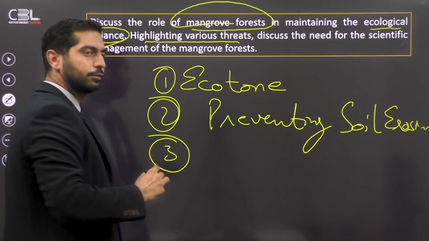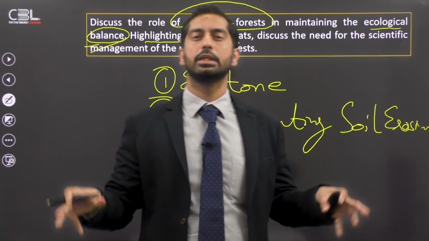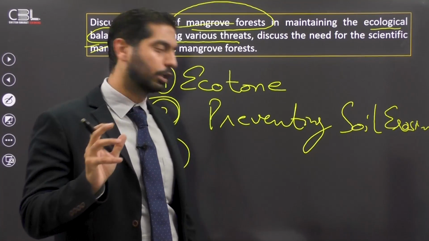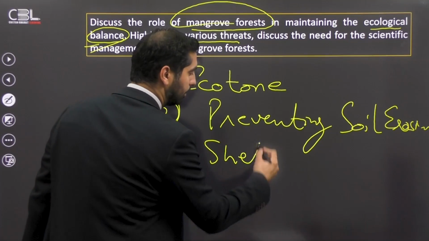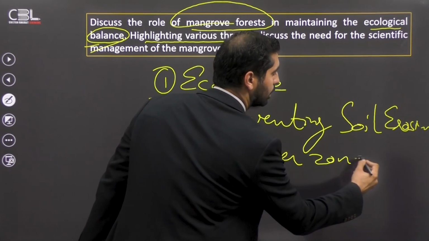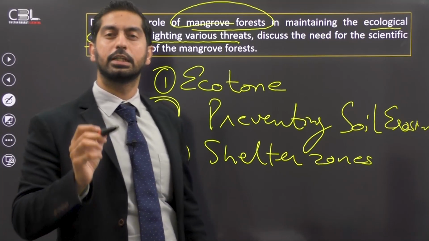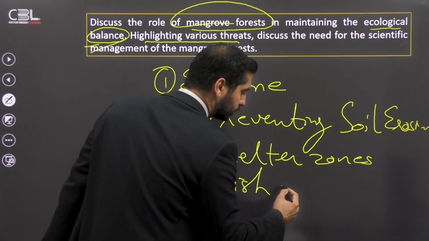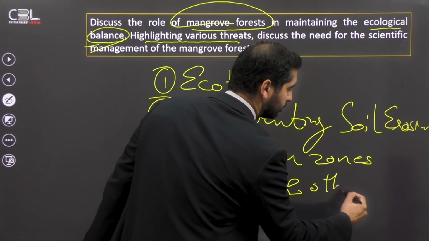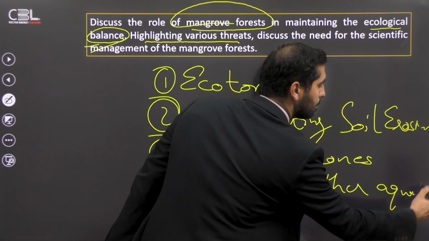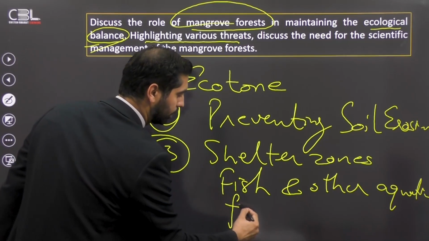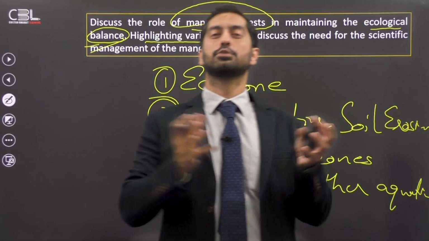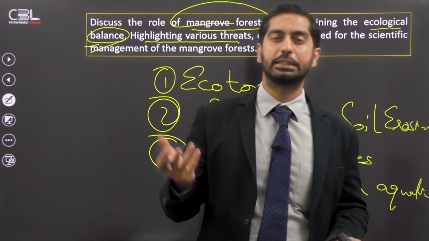Then because of the dense nature of trees in the mangrove forests, they provide shelter zones for flora and fauna. They provide safe nesting sites for a numerous variety of fish and other aquatic fauna. Then there are also the Sundarbans, one of the largest mangrove sites in the world.